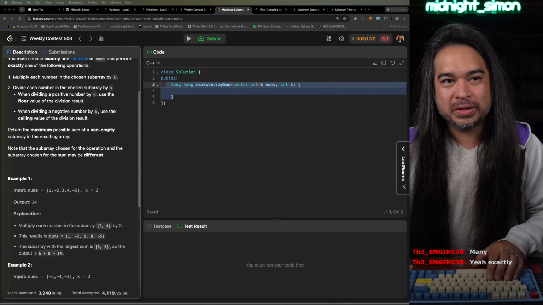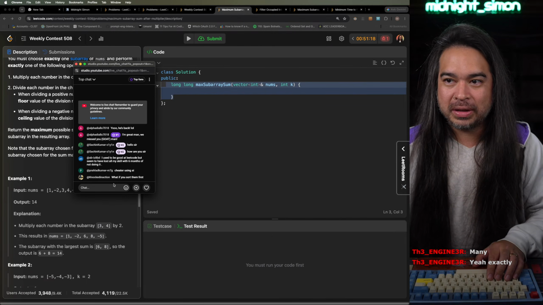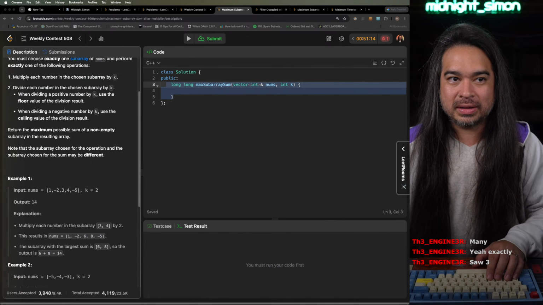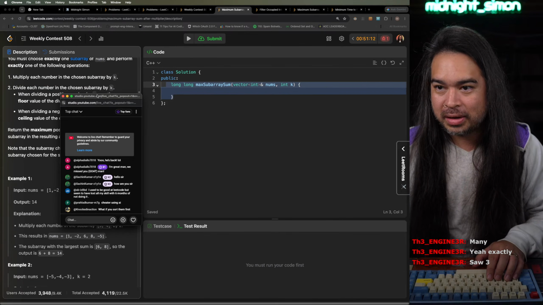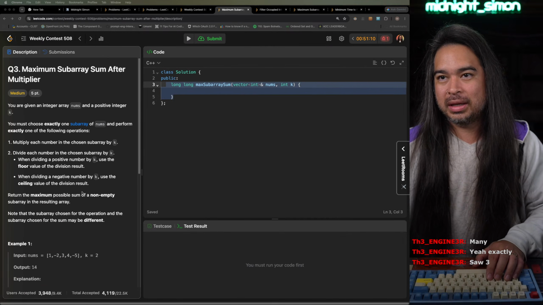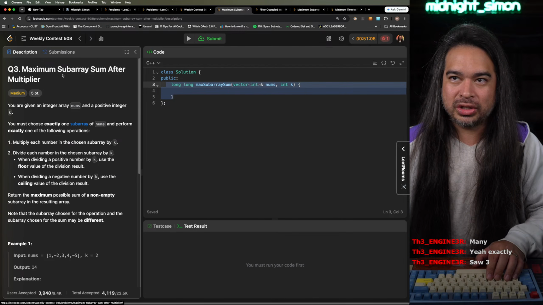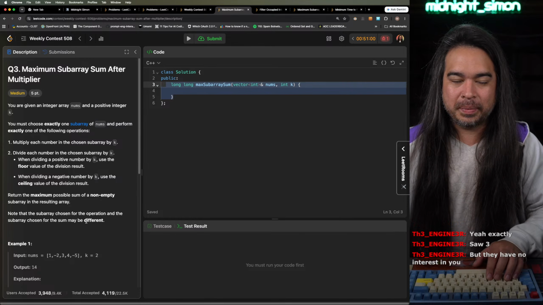Oh, what if you sorted them first? I don't think you can sort them, because if you sort them, you lose the ordering, and then the subarray changes. Like, we're looking for one subarray where we don't change the order, you know.